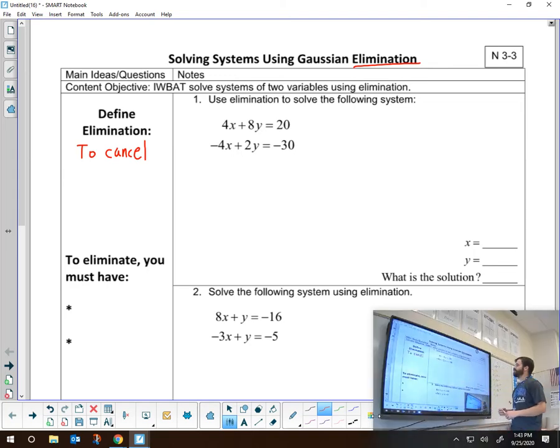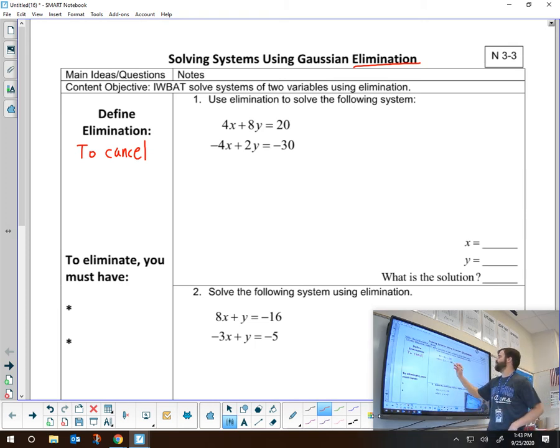Today we are talking about solving systems using Gaussian elimination. Now this is the key word right here, elimination. To define elimination just means to cancel, to mark off, to get rid of, right? And so what we're going to be doing is getting rid of parts of my equations so that we can just have one equation that just has one variable.